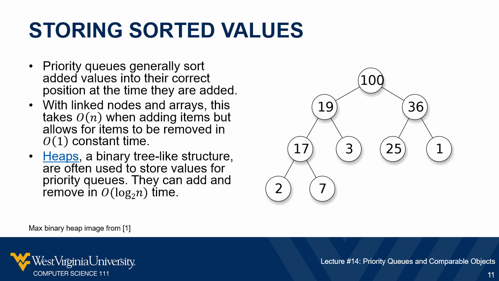Most of the time, though, with priority queues, you're going to store the values in sorted order. So at the time you add a new thing, you're going to figure out its correct placement relative to the other items so that your data is sorted. Something that you'll find as you work with different data structures is that they have different performance characteristics depending on the type of operation that you're trying to perform.